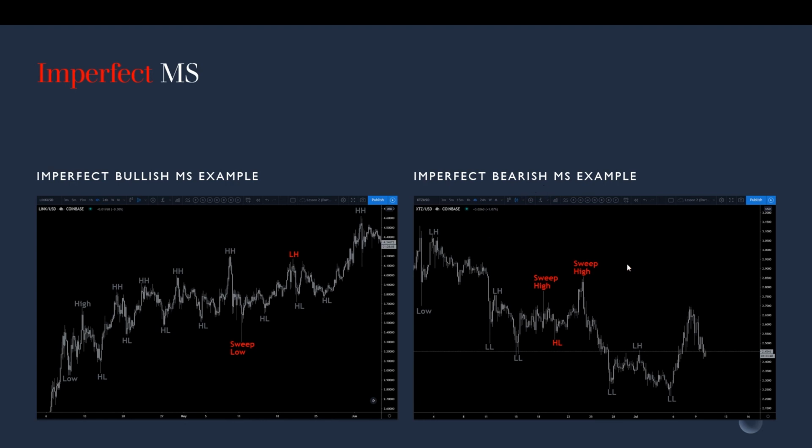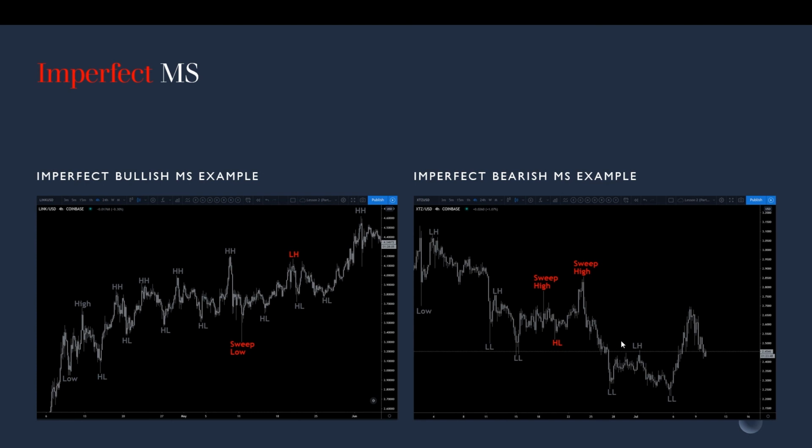Imperfect bearish market structure example is the same thing. We're making our lower highs, our lower lows, and then here is a sweep of that previous lower high, another sweep of this high, and a higher low held here. Once you push up, you're almost thinking maybe I'm getting a shift in structure, and then the market continues lower. So these are two examples of what can happen very frequently in regards to market structure.